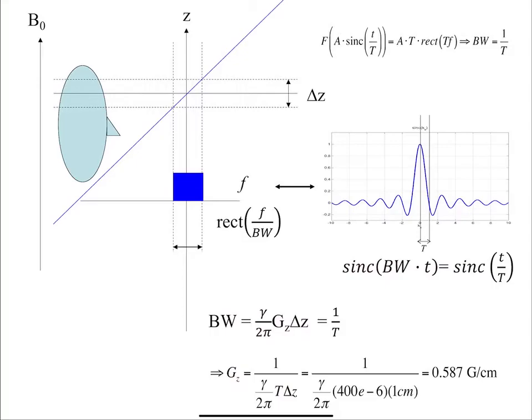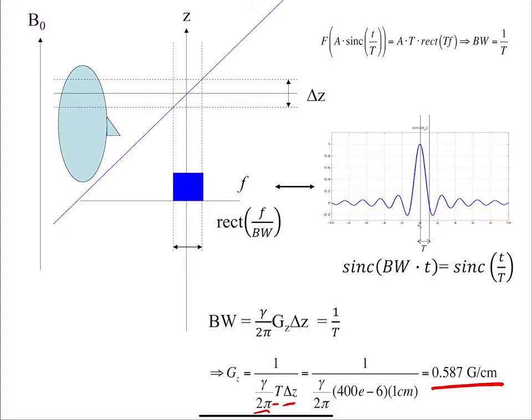So that's spelled out for you here, where we know the bandwidth is equal to 1 over T, right? So that's that over there. And then we have gamma G sub z equals, we take the gamma over 2 pi to the other side, we have the T on the bottom, we have the delta z, and in this case we get 0.587 gauss per centimeter. All right, any questions on that?